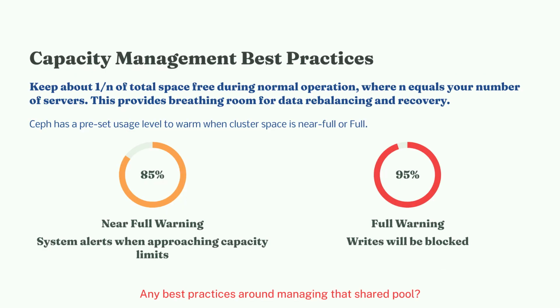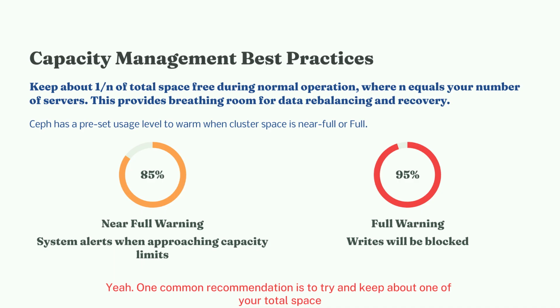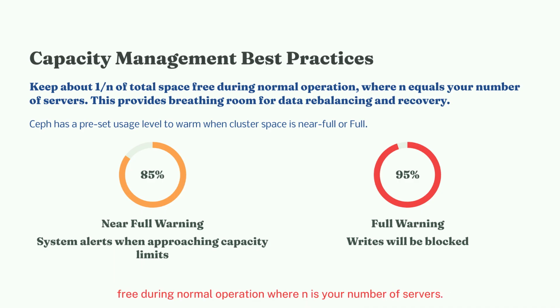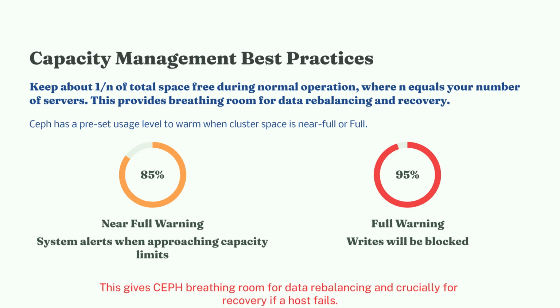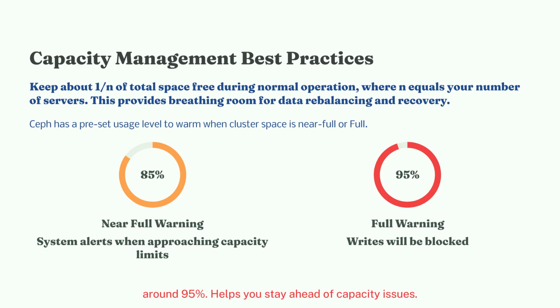Any best practices around managing that shared pool? Yeah, one common recommendation is to try and keep about one nth of your total space free during normal operation, where n is your number of servers. This gives Ceph breathing room for data rebalancing, and crucially, for recovery if a host fails. Leave some buffer space. Makes sense. Does Ceph warn you if you're getting full? It does. There are preset thresholds. Typically, you get a near full warning around 85% capacity utilization, and a full warning, where things might start to slow down or block writes, around 95%. Helps you stay ahead of capacity issues.